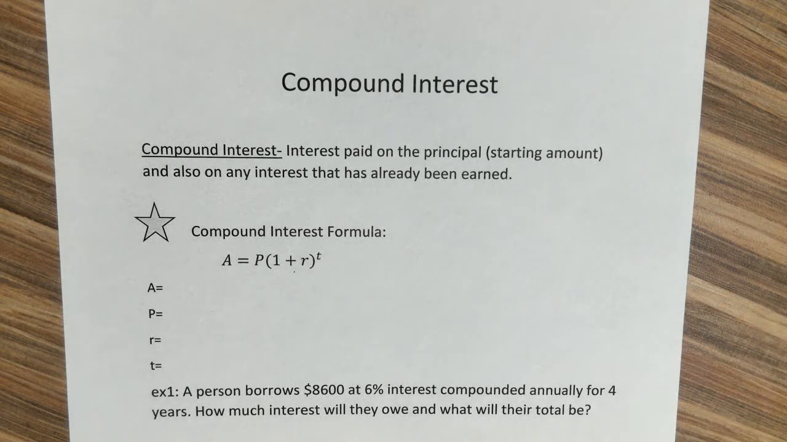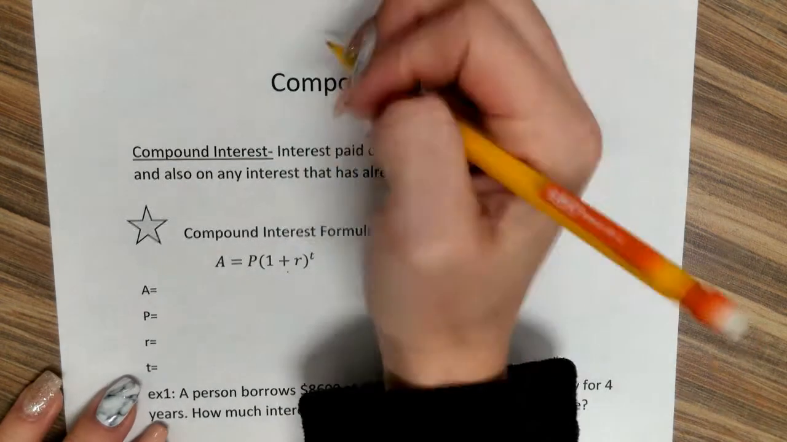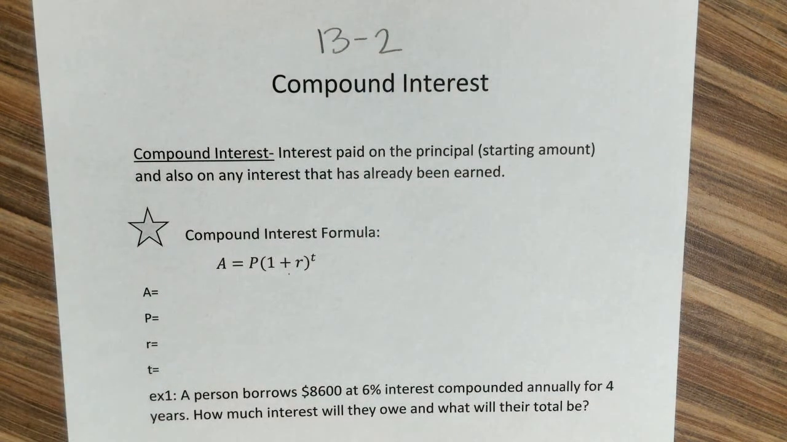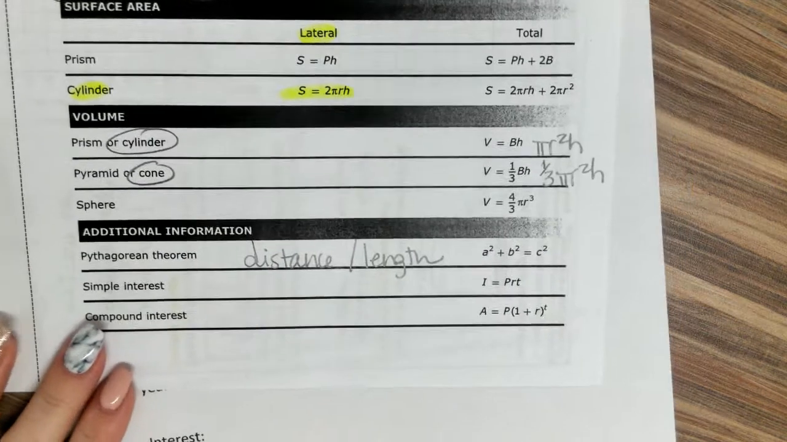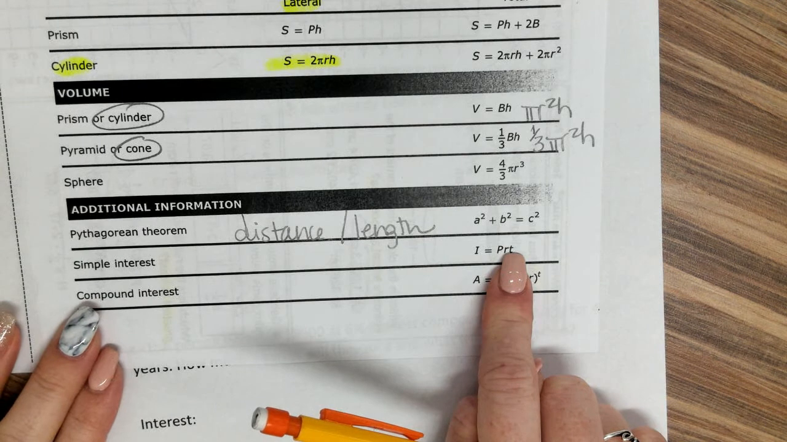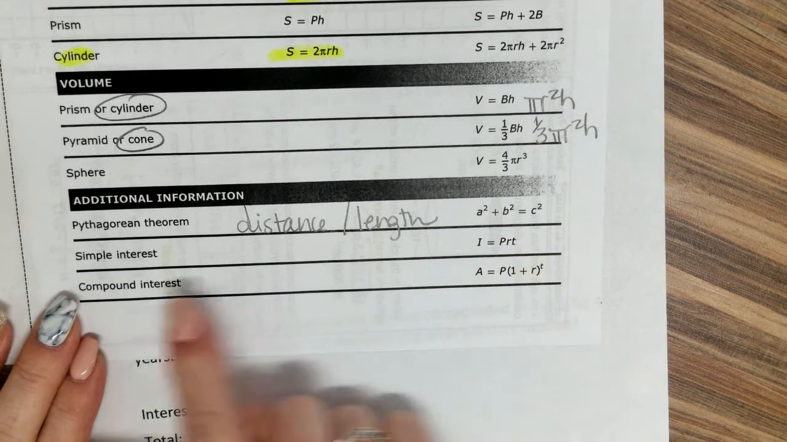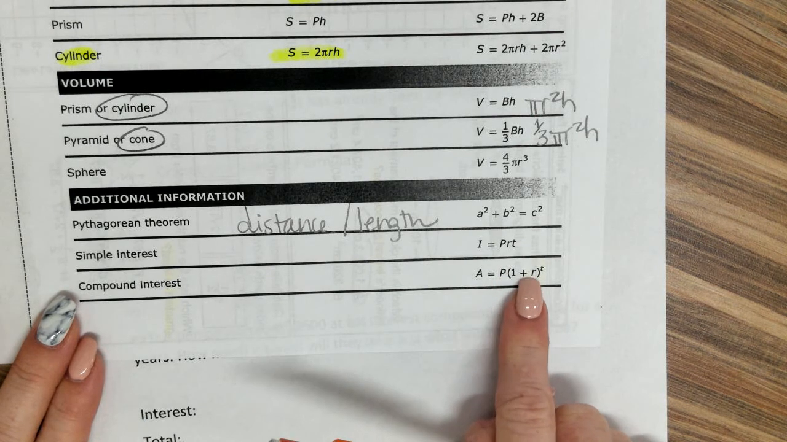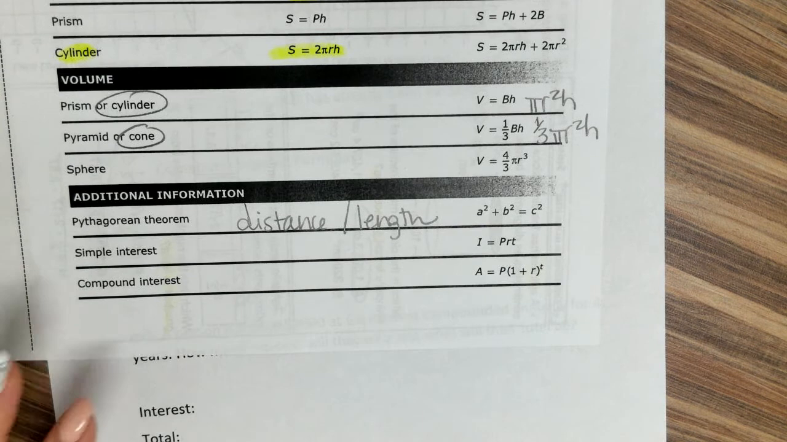All right, at the top of your notes, write 13-2, because this is the second lesson, and we're learning compound interest. So everybody look at your star chart that we just filled out and go to the very bottom. Yesterday we learned simple interest, which was PRT. Today we're learning compound interest, which is this formula right here. It's P with open parentheses 1 plus R, close parentheses to the T power.